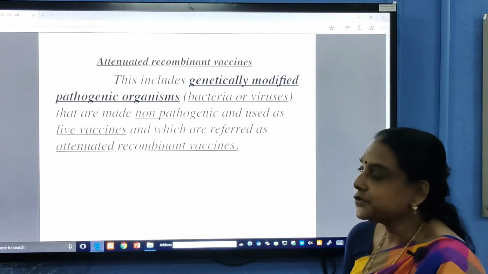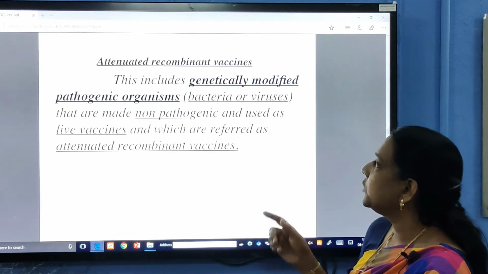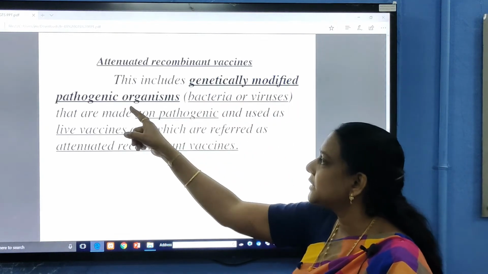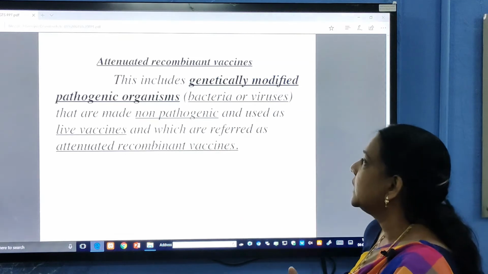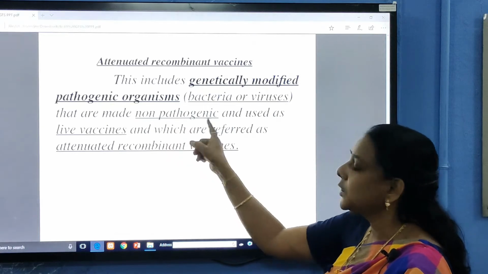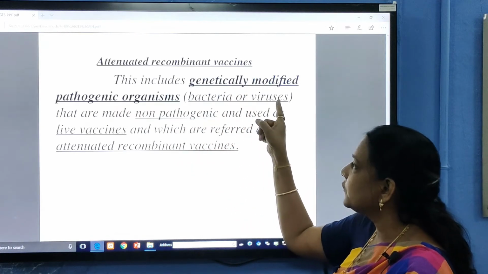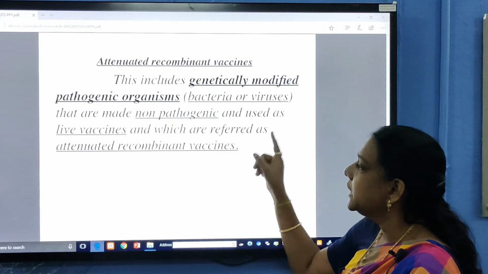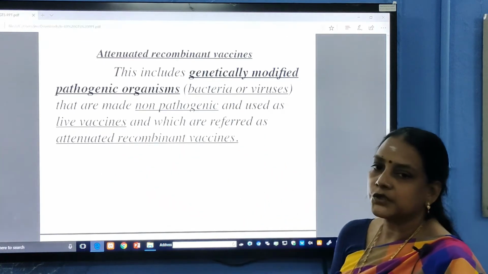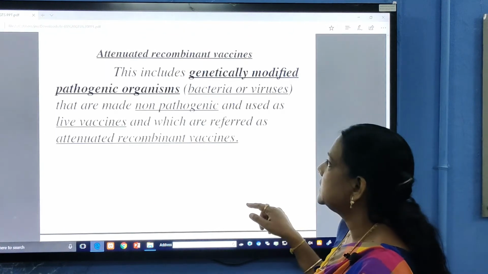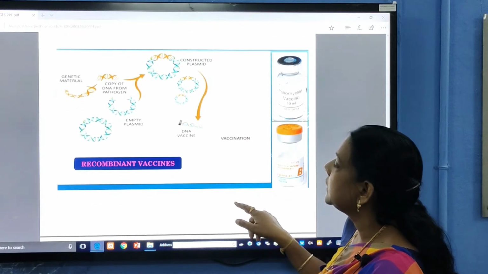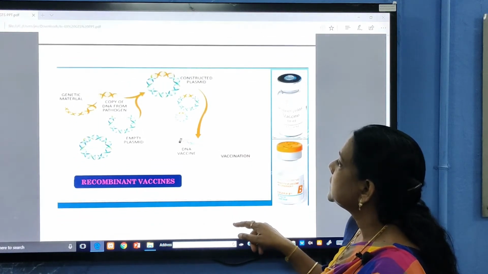Next one is the attenuated recombinant vaccine. This includes genetically modified pathogenic organisms. Whether it is a bacterium or a virus, it is made non-pathogenic, and here it is used as a live vaccine, which is referred to as the attenuated recombinant vaccine. Okay, so that is the difference between the subunit and the attenuated recombinant vaccines.